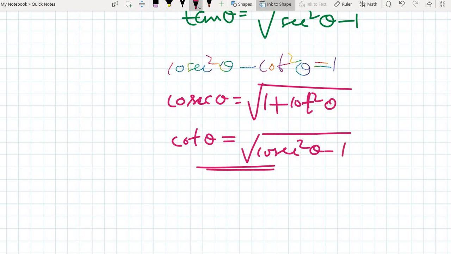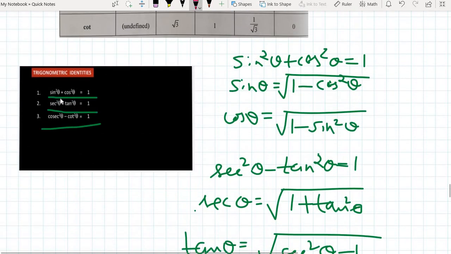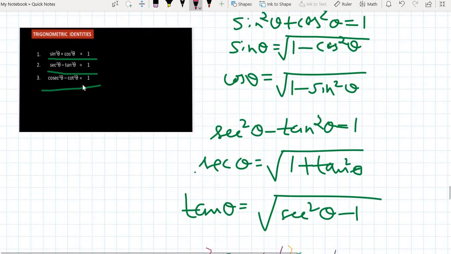So today we have studied 3 identities which you have studied in the 10th standard itself, that is sin square theta plus cos square theta is 1. Secant square theta minus tan square theta is 1. Cosecant square theta minus cot square theta equal to 1.